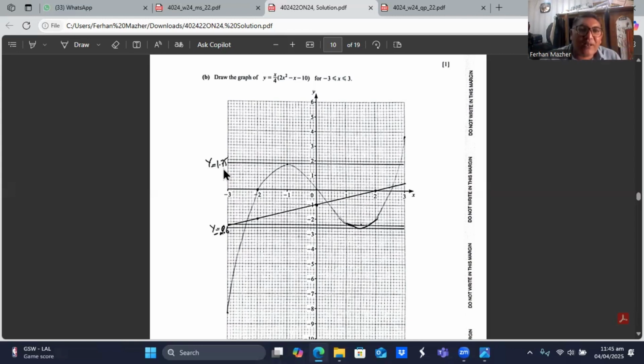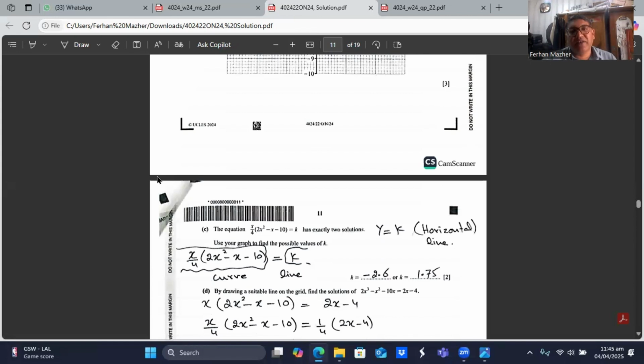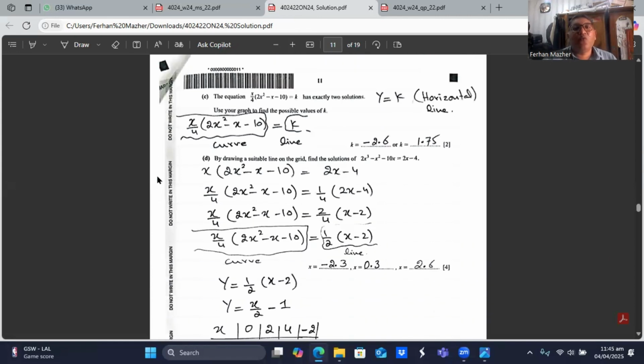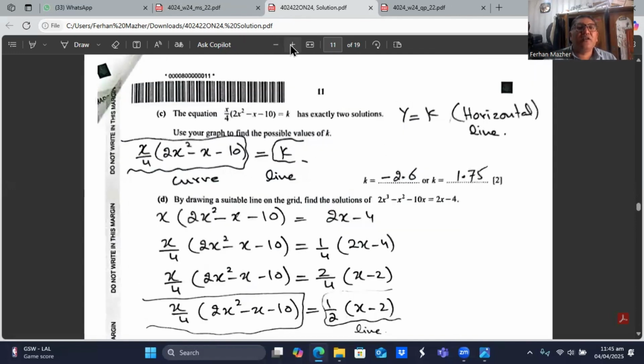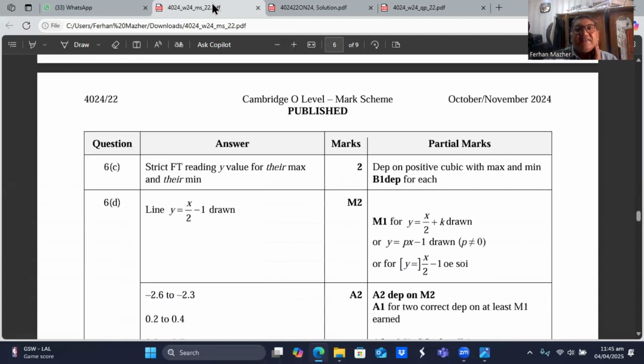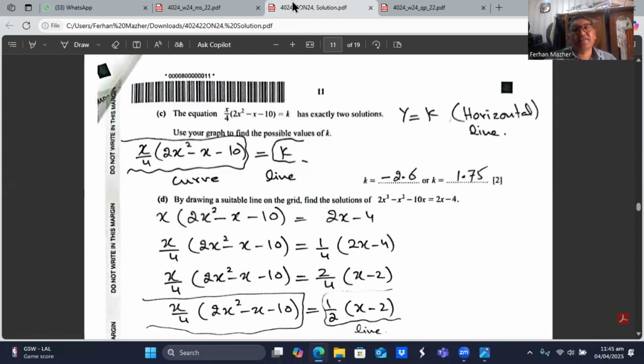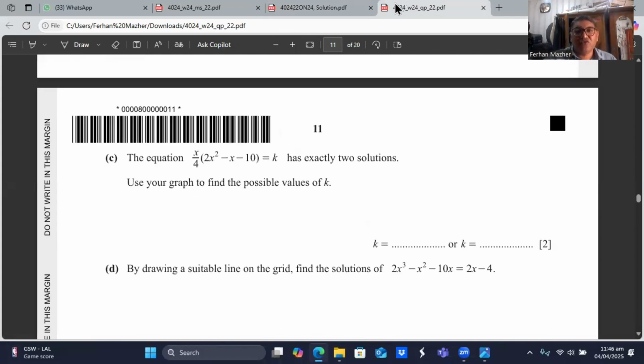So here the value is 1.75. So y is equal to 1.75. Here the value is minus 2.6. Y equals minus 2.6. So there are 2 possible values of k, approximately minus 2.6 and 1.75. And I hope you understand how we have concluded that. So let me check what the answer says. Strict F value for their maximum and their minimum. So our values are minus 2.6 and 1.75. That is the value of k. Okay, that was a 2 marks question.